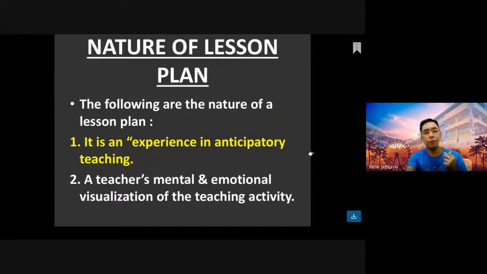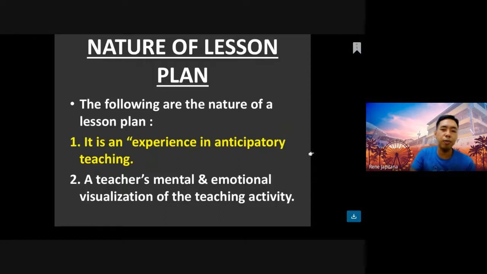So, the nature of the lesson plan. The following are the nature of the lesson plan. Number one, it is an experience in anticipatory teaching. When you say anticipatory, you are anticipating what will be the next step, what will happen in the teaching and learning process. So if you have the plan, you can really anticipate what the next step will be, and the possibilities in every scenario in the teaching and learning process.